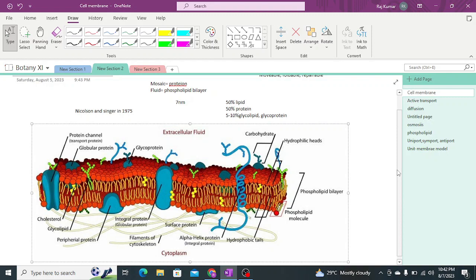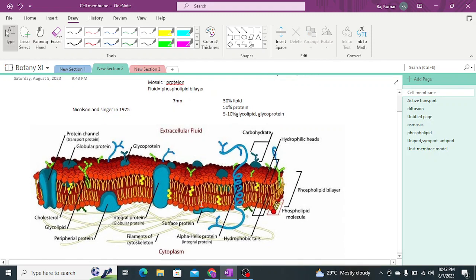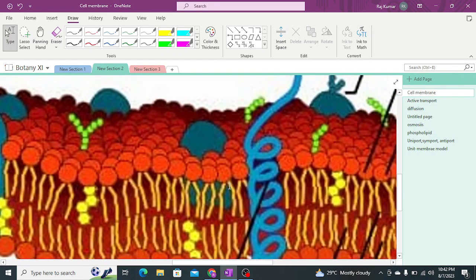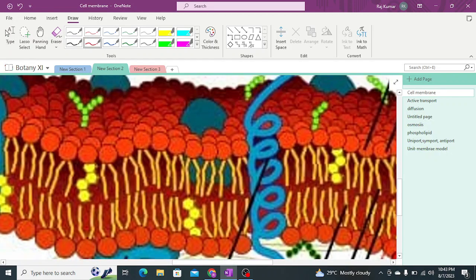How is this structure formed? Basically, this is the structure of the cell membrane, in which there is a phospholipid bilayer. This is a complete phospholipid bilayer, which means a single layer made up of two layers. Bilayer: bi means two, whereas layer means boundary. So here phospholipids are present in double quantity.